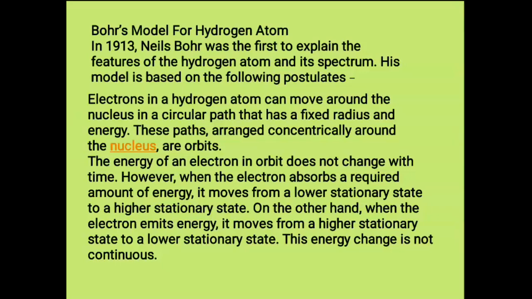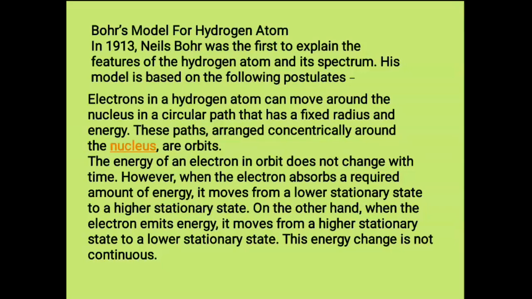Niels Bohr in 1913 proposed a model which explains the features of hydrogen atom and its spectrum. His model is based on the following postulates. Number 1. Electrons in a hydrogen atom can move around the nucleus in a circular path that has a fixed radius and energy. These paths are arranged concentrically around the nucleus and are called orbits. The energy of an electron in orbit does not change with time.